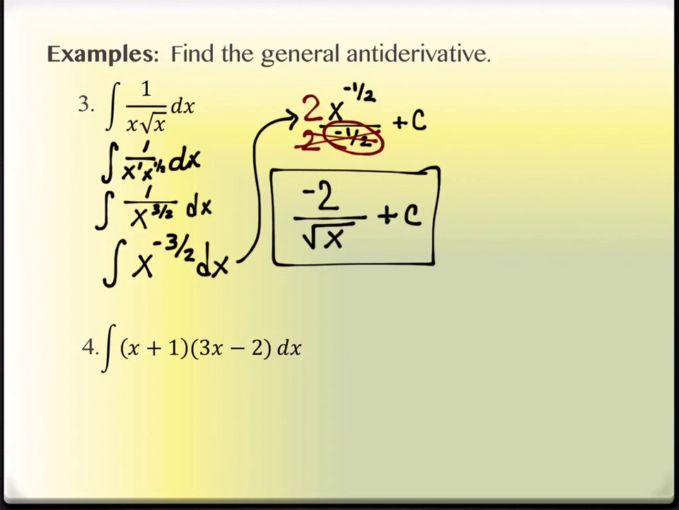Okay, number 4. Number 4 looks like I've got multiplication in the problem. And because there is no product rule that we've been dealing with yet, we need to FOIL this out to start with. Okay, algebra here. Got to do some algebra.